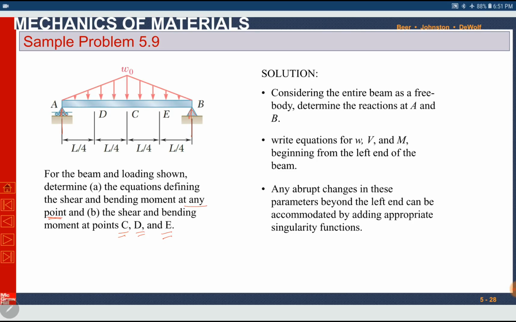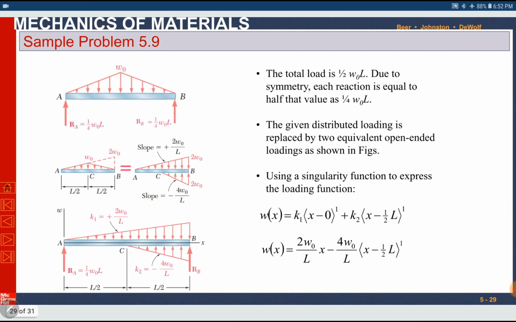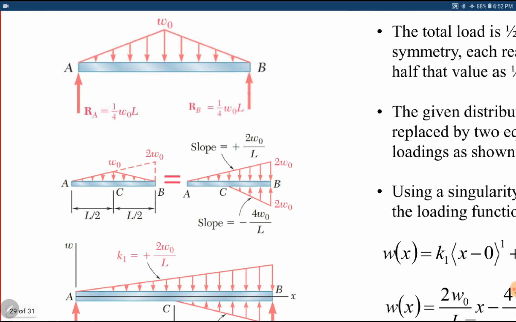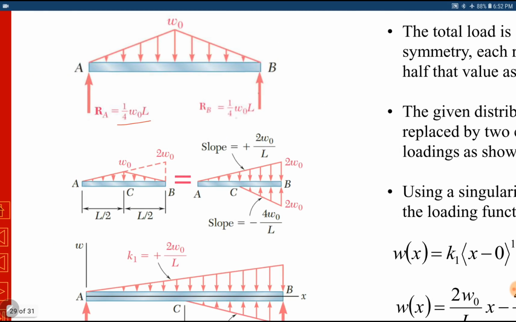Here it will be a concentrated force 1/2 times the base L/2 and height W naught, so 1/2 × L/2 × W naught. Similarly, this one is 1/2 × L/2 × W naught. So it is 1/4 L W naught. Each concentrated force is 1/4 W naught L. You can do it by yourself.